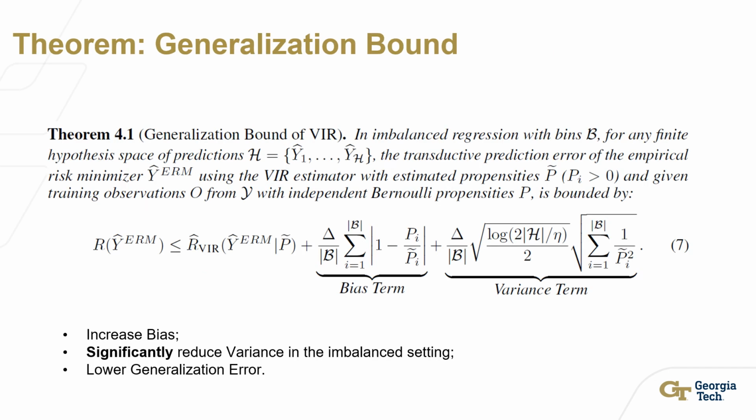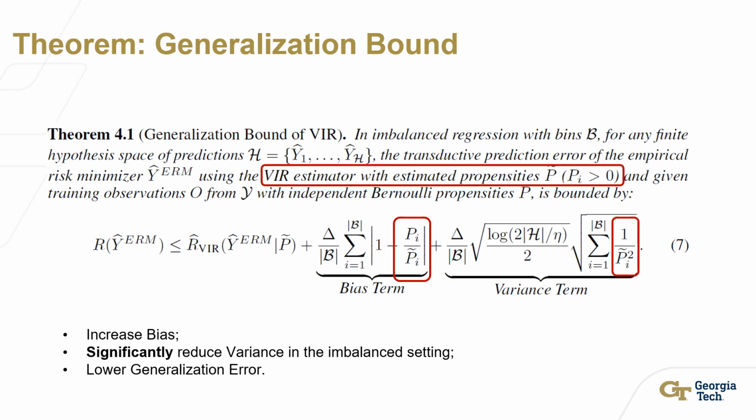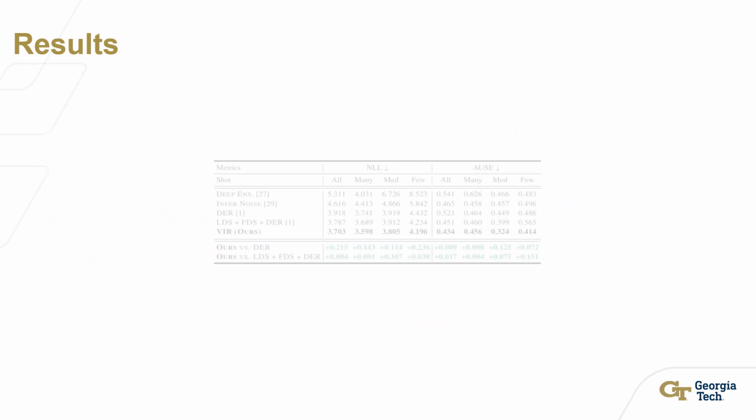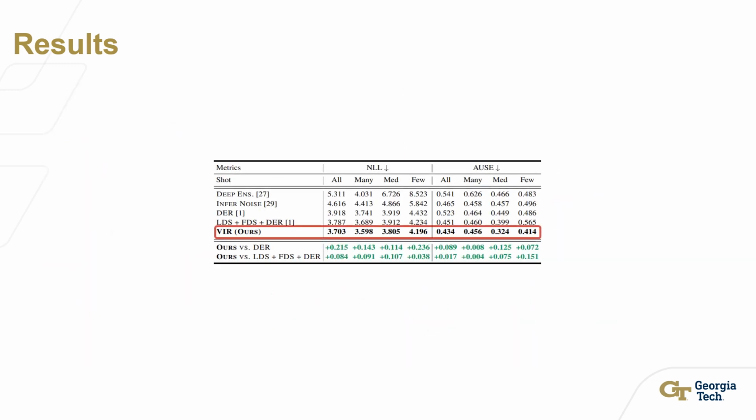We also showed a generalization bound and proved that after reweighting the original propensity P to P tilde by using our VIR estimator, although it will increase bias, it will significantly reduce its variance in the imbalanced setting, thereby leading to a lower generalization error. And the results show that our methods outperform all the baselines for both accuracy and uncertainty quantification.